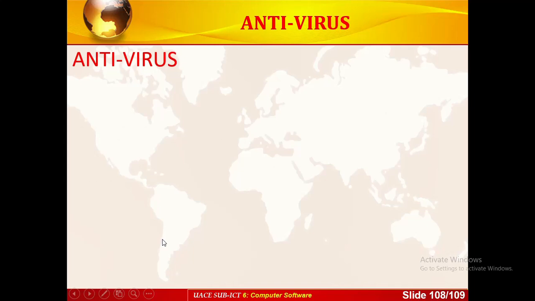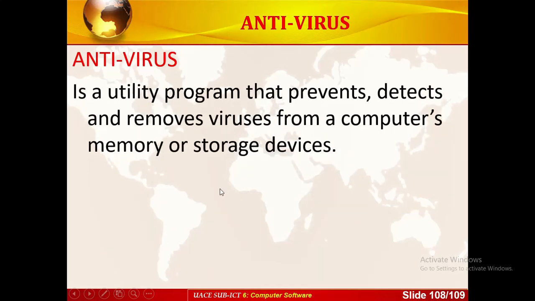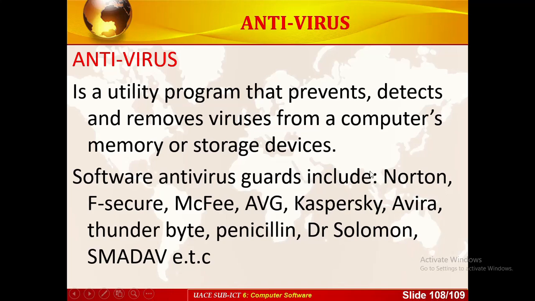We have antivirus. It's a utility program that prevents, detects, and removes viruses from the computer's memory or storage devices. So that is what we call antivirus. We have some of them like Norton, F-Secure, McAfee, AVG, Kaspersky, Avira, Thunderbyte, Penicillin, Dr. Solomon, Smadav, Total Security, 360 Security. Those are other kinds of antiviruses we can use in our machines so that they are safe.